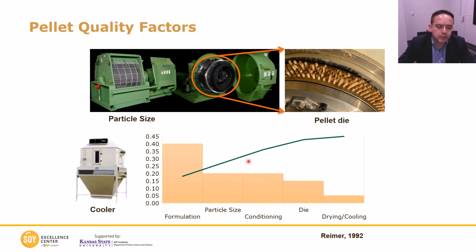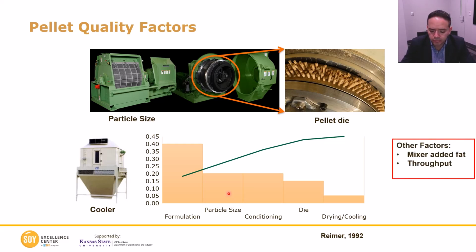Also, feed conditioning is going to influence pellet quality around, in this case, 20%, then the die 15%, and then drying and cooling 5%. So these are going to be the main factors that are going to affect pellet quality. However, you need to also evaluate other factors.